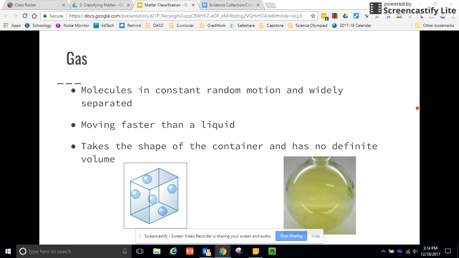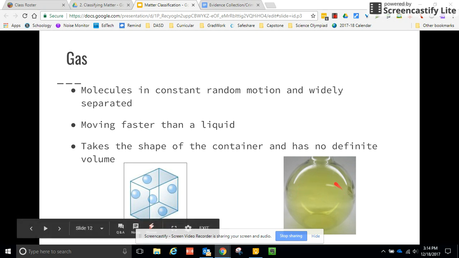So the molecules of a gas, let's say we're looking here at this bromine gas, they're constantly moving around inside of this flask, and they're moving faster than a liquid. So as soon as I take the top off of this container, the gas is going to suddenly explode out everywhere because the particles are moving so fast. That's why if you take a bottle of, let's say, Windex and open it up, you smell that Windex right away. That's the gases escaping the container.